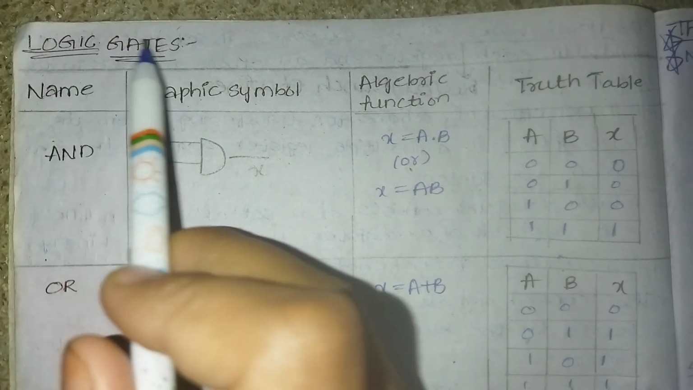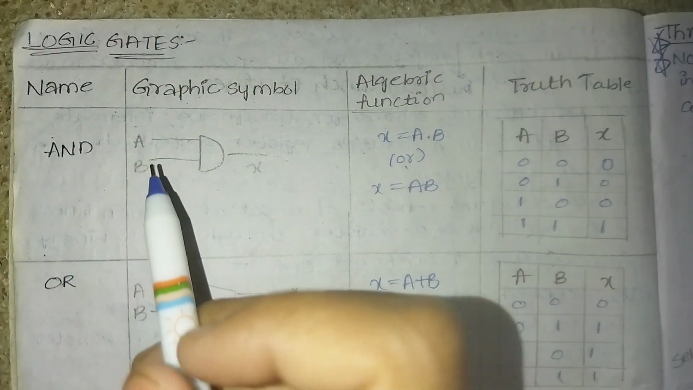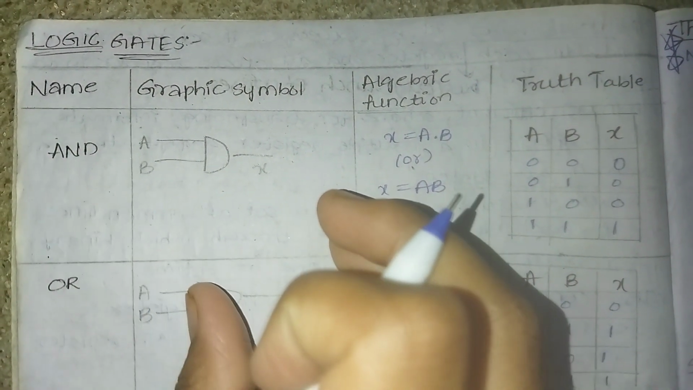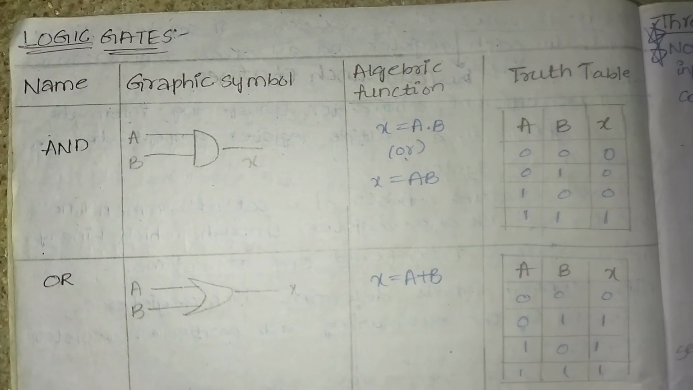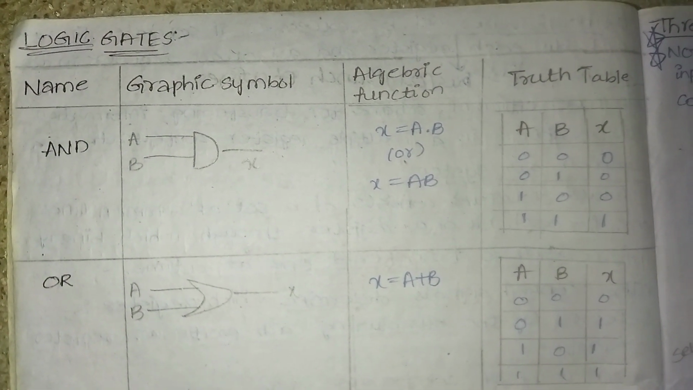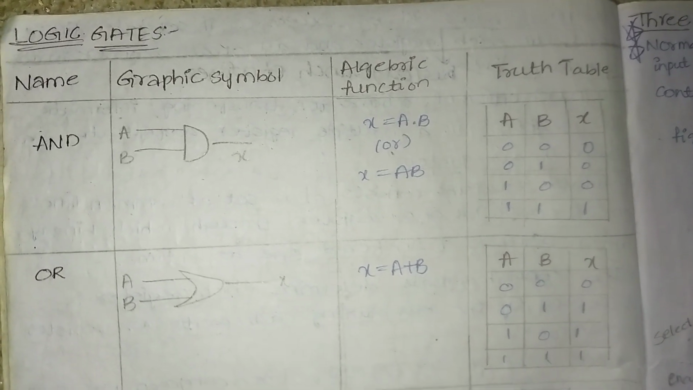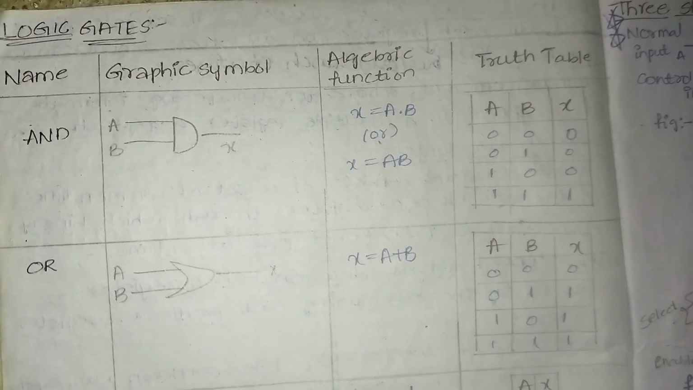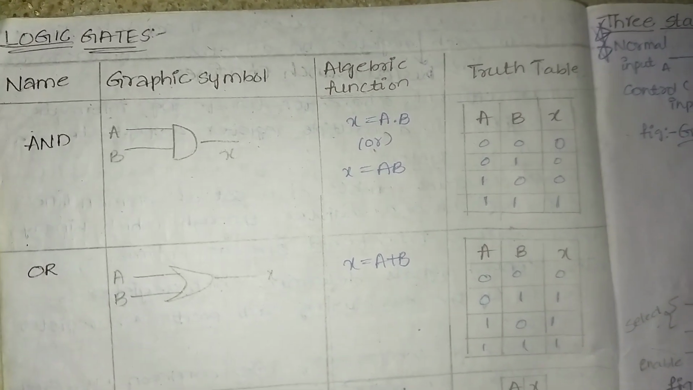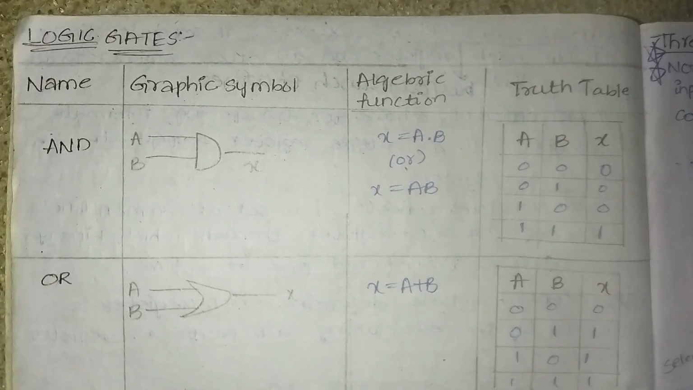Today's topic is logic gates. We use logic gates in computer organization and architecture and for digital electronics purposes. We use logic gates in different cases. We use them in physics and BJT purposes. We use logic gates in many ways. This is the important topic.